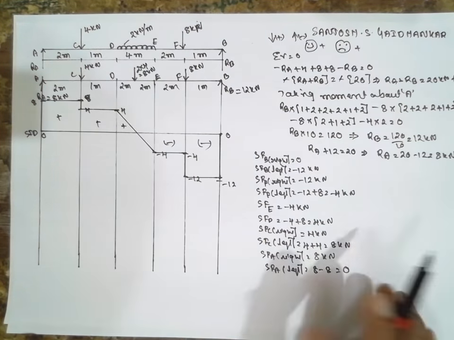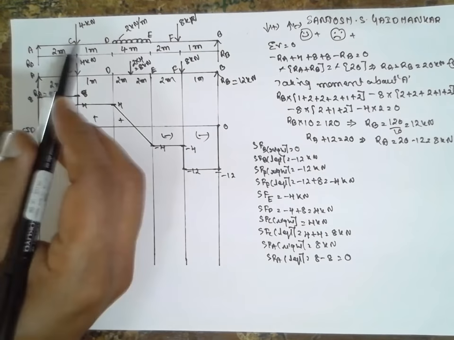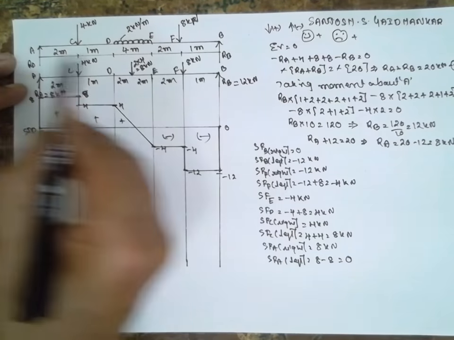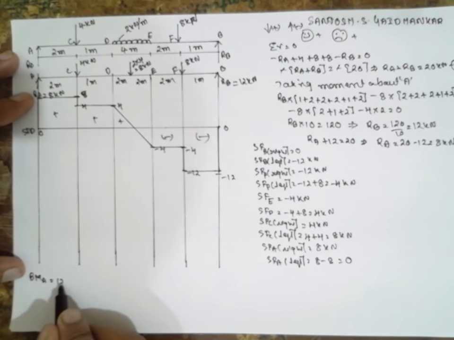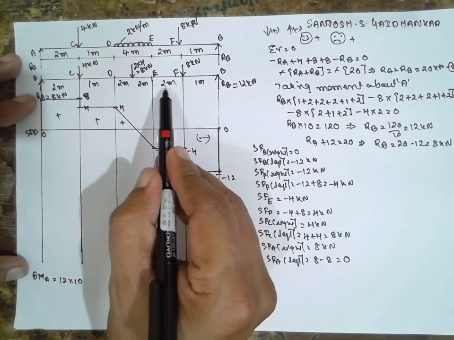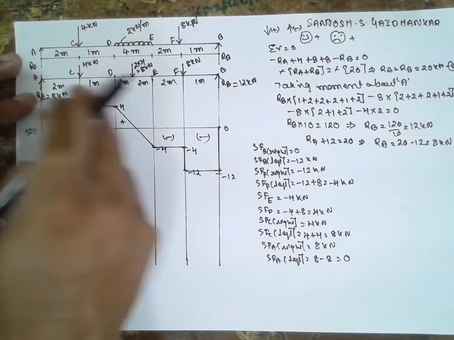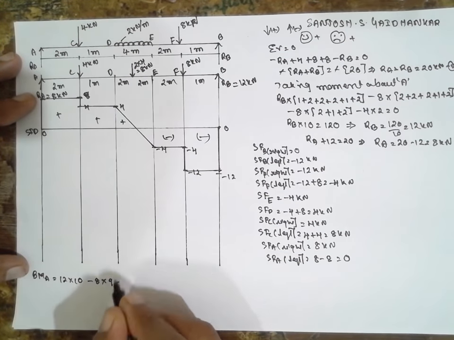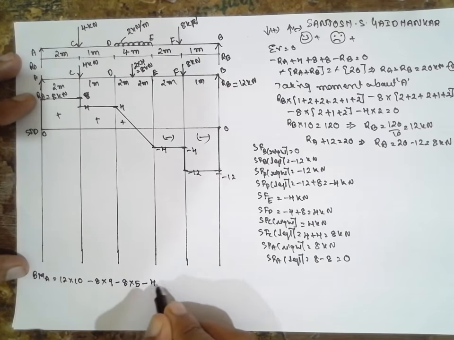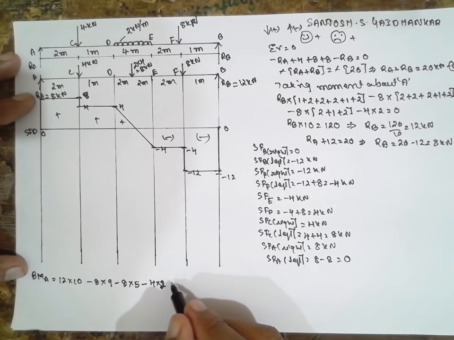Now we are going for bending moment. Bending moment at A, I will take from the left side. Bending moment about A, that means this total RB, we know 12, 12 into total distance. Total distance will be 10. Next minus 8 into distance, this distance is 9. Minus 8 into this distance, 5. Minus 4 into 1. Sorry, minus 4 into 2. If you calculate, answer will be 0.